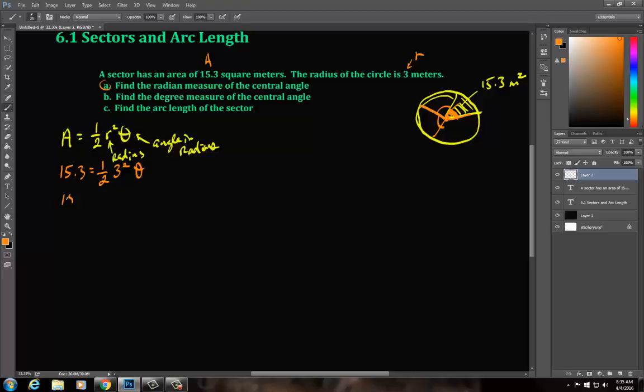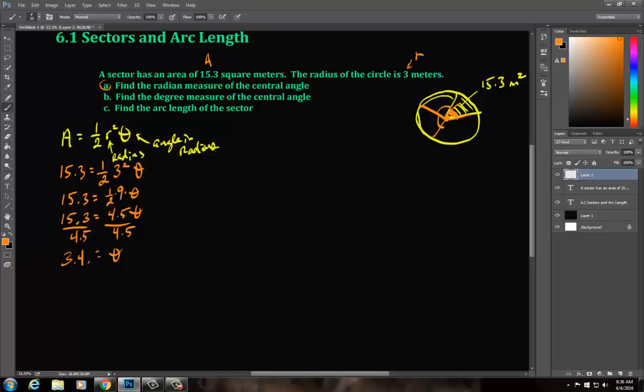So this will work out to be 15.3 equals half. And of course, you've got to do the exponent first. So that's going to be half times 9 times theta. Well, we're continuing to plow through this here. That's 15.3 equals, now half of 9 is 4.5 theta. And just like any variable you would solve for, it becomes a coefficient. You would divide by that coefficient, 4.5. And so theta is going to equal about 3.4 if you do that.